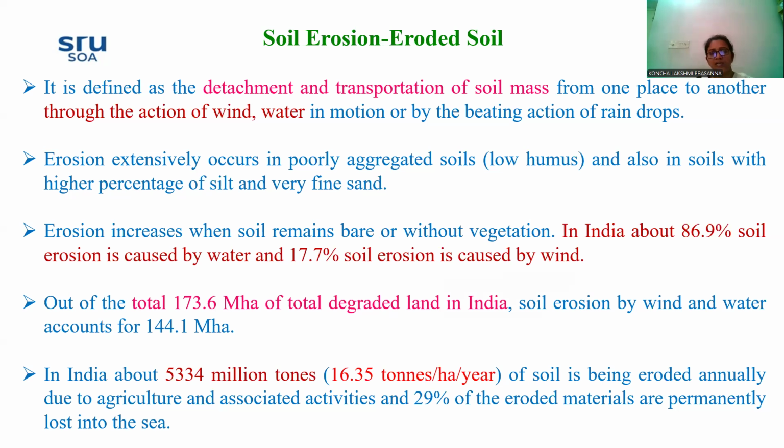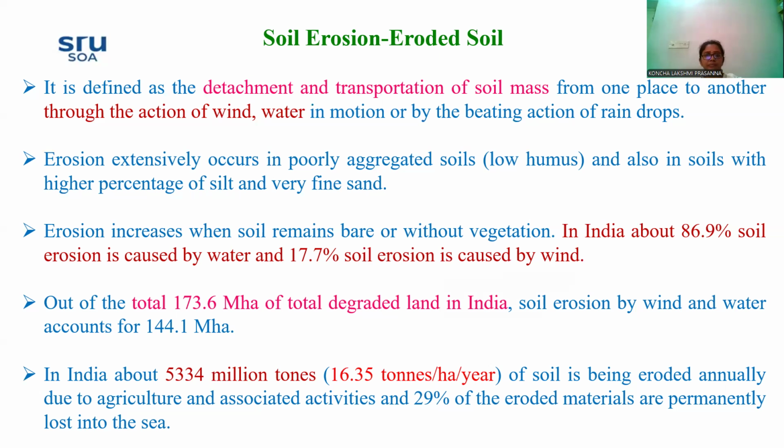Erosion extensively occurs in poorly aggregated soils, that is, soils having low fertility or low organic matter levels, and soils having a high percentage of silt and very fine sand. Erosion increases when the soil is bare or without vegetation.